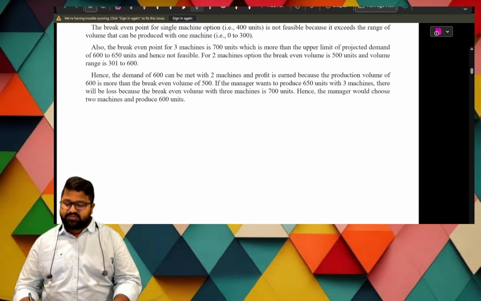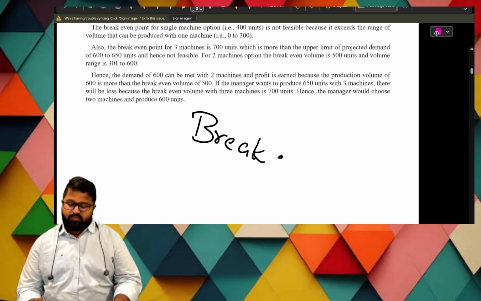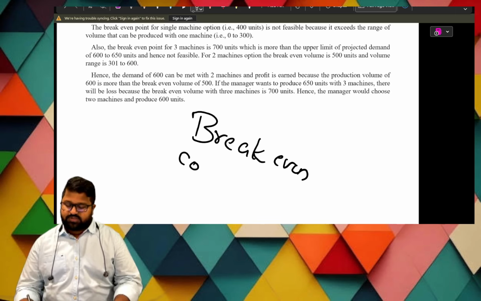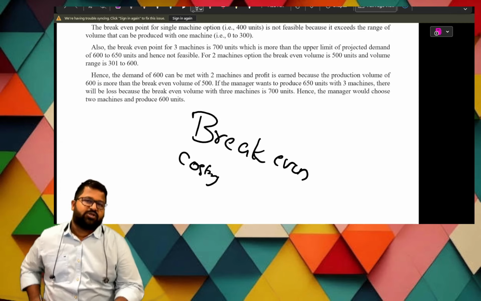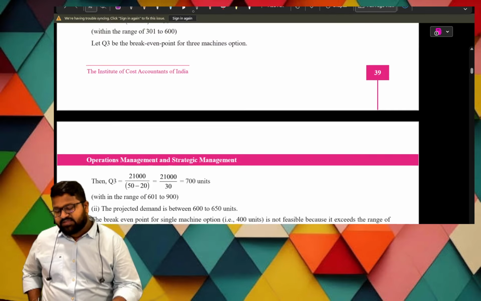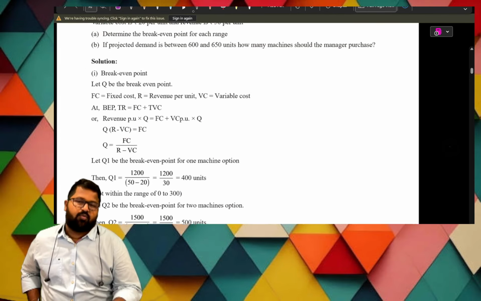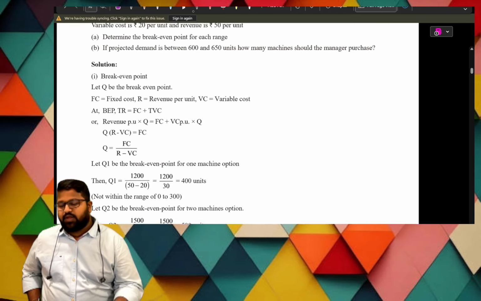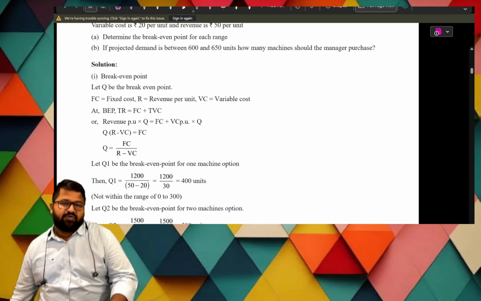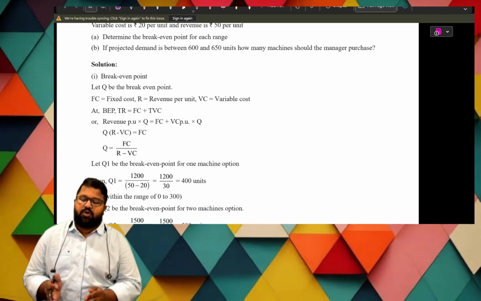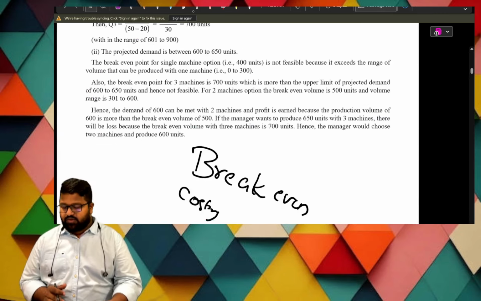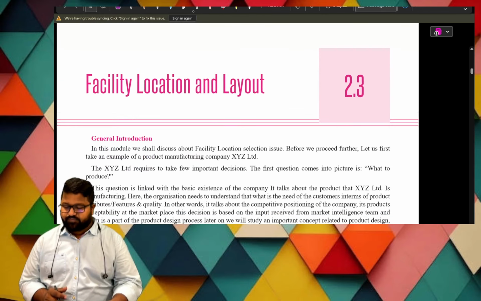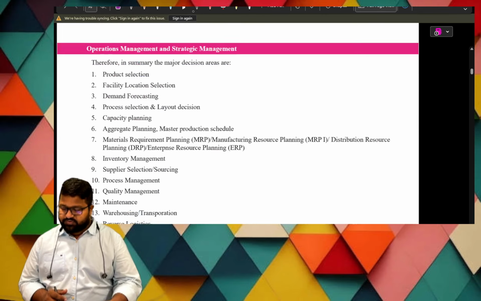Break-even point is discussed in costing. What is the break-even point formula, buddy? Fixed cost by PV ratio. The same formula is applied here, and I have done the problem. You can solve it by yourself, and if you have doubts, I will solve this problem at the end of the session, buddy. As of now, that is not important. Now let us see the other problems.